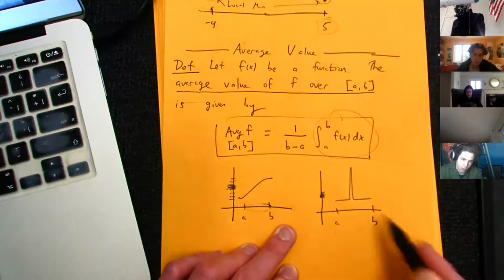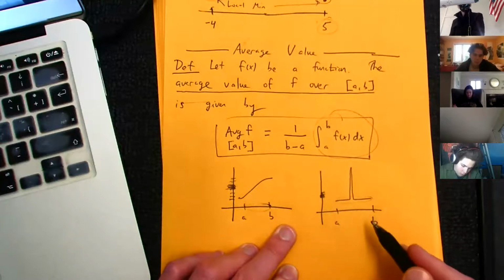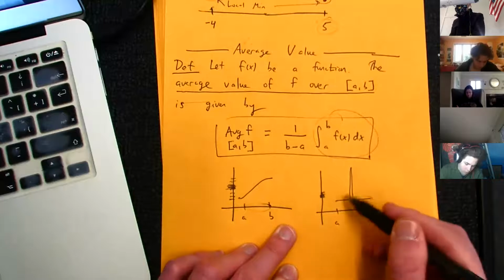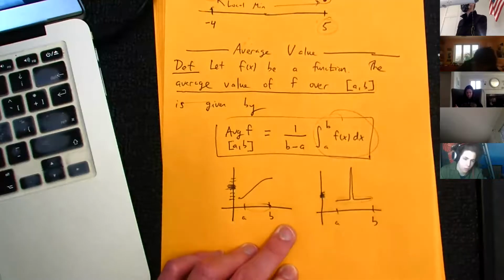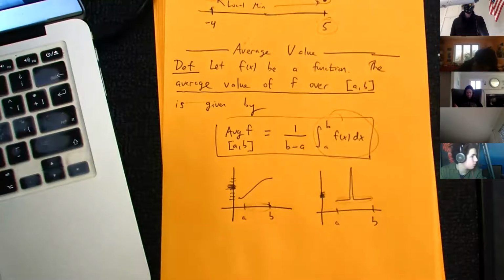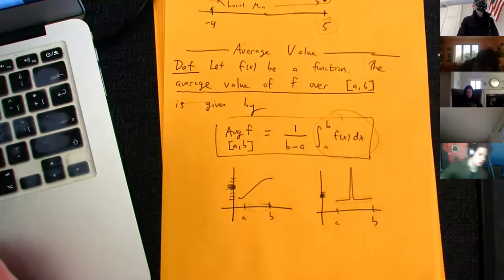Basically, because most of the time, the function is this value right here. But then for a brief moment, it goes really high, and that kind of drags the average value up a little bit. Does that make sense? That's all that it is. Okay, so questions so far.